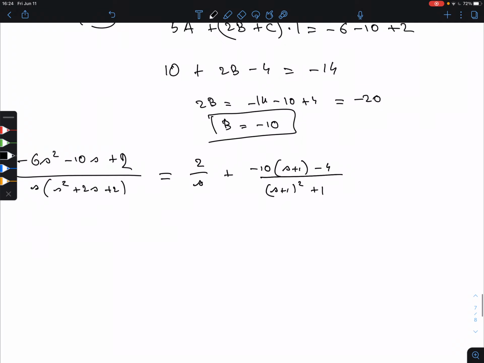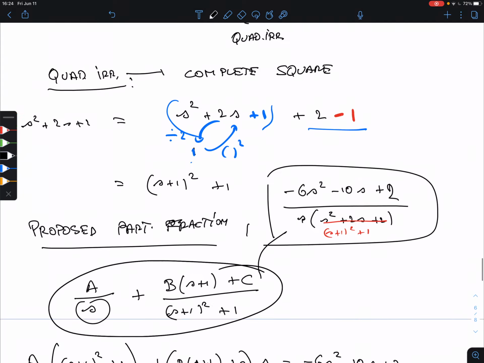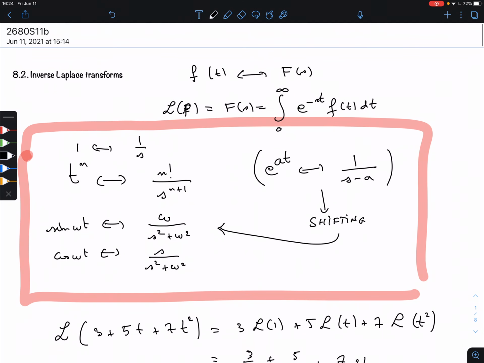What do we do now? Well, now we split this. It's 2 over s plus minus 10 times s plus 1 over s plus 1 squared plus 1 minus 4 over s plus 1 squared plus 1. Why do I split? Well, remember our table in the beginning. There are two types, with a square plus, with a quadratic irreducible. This is just how a quadratic irreducible looks like, at least before a shift.